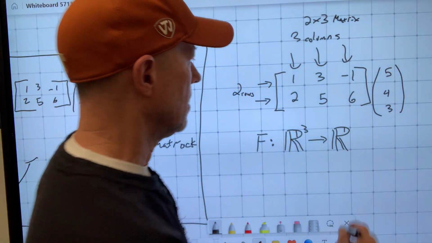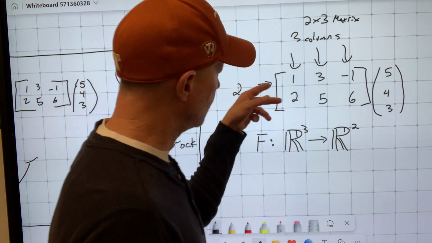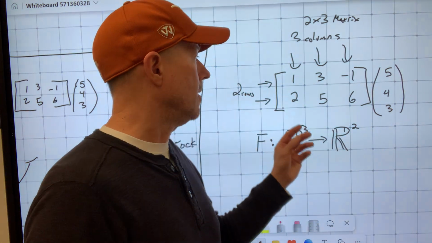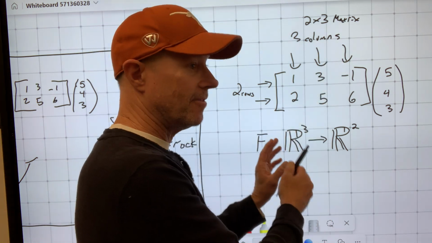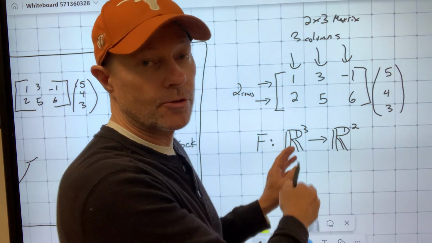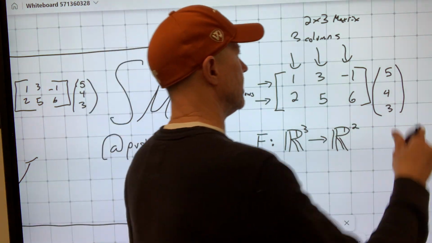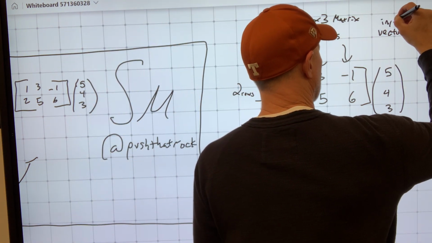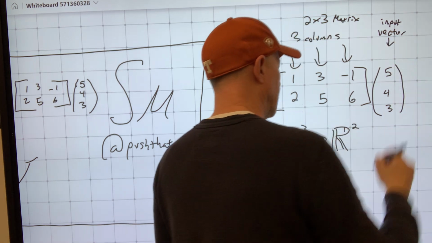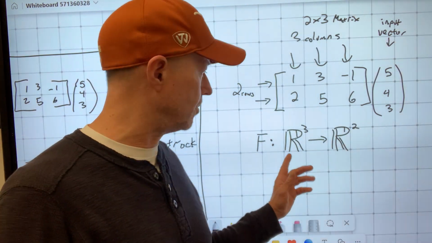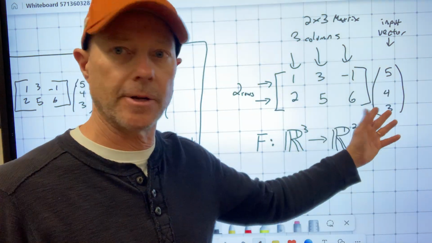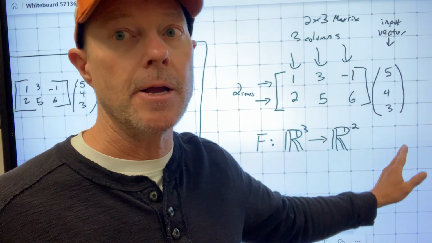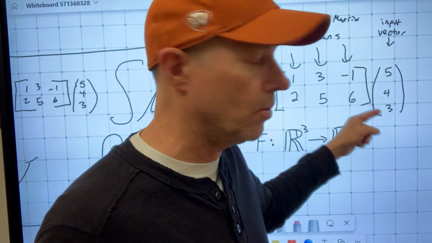Now, when it has 2 rows, then it's taking the vectors to 2 space. But when it has 3 columns, the type of vectors that it's taking to 2 space are 3 space vectors. So the input goes here. So we have an input vector here. And because this is a function whose domain elements are 3 space, I have to put a 3 space vector here. It doesn't make sense if I don't have a 3 space vector here, meaning I have 3 rows, okay?